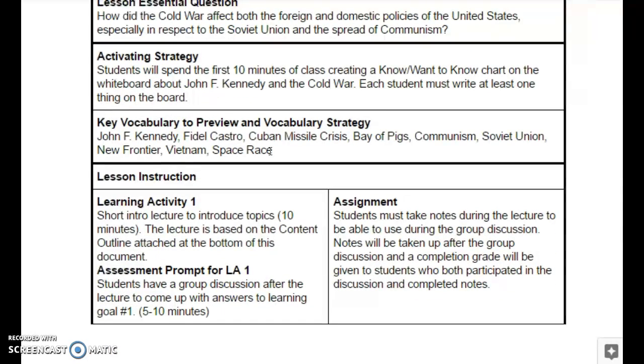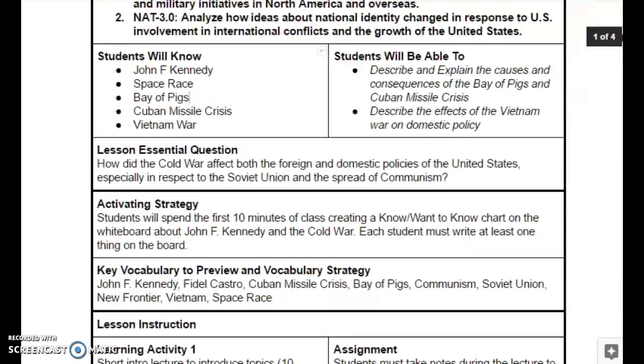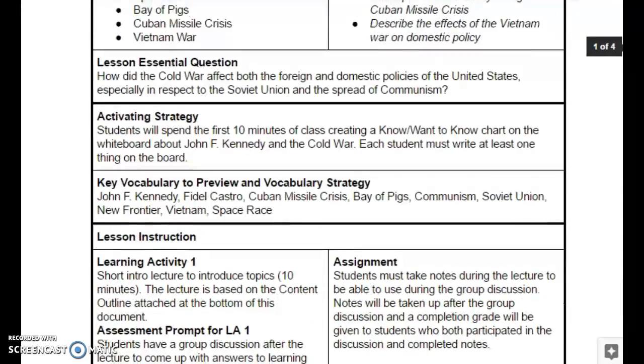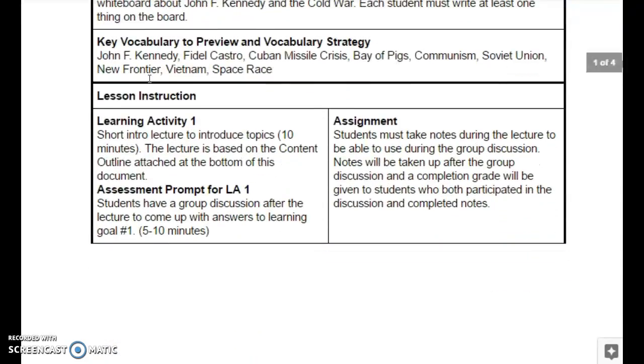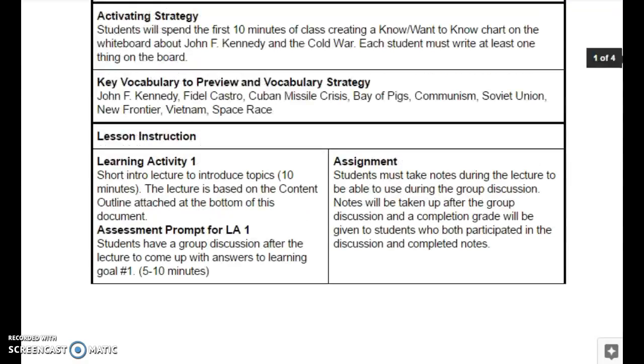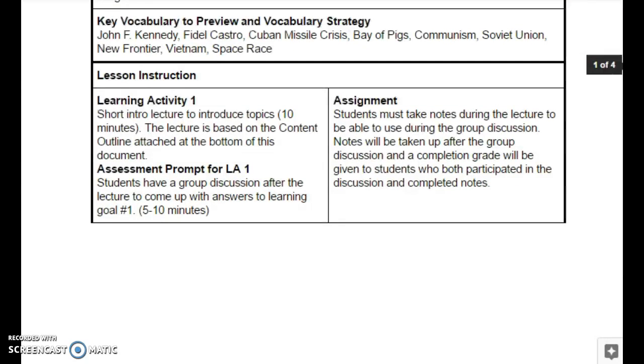And so the key vocabulary is some of the similar things that we have up here, and the students will know. The vocabulary: John F. Kennedy, Castro, Cuban Missile Crisis, and so on. Okay, and then we get into the actual lesson itself.